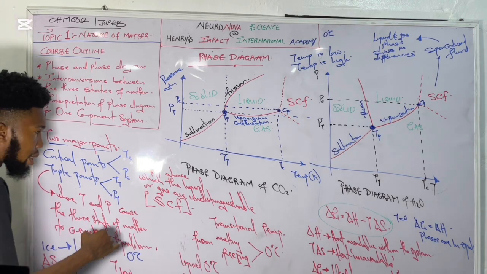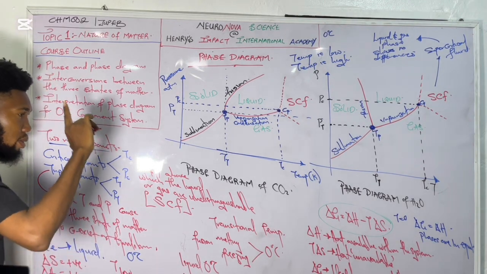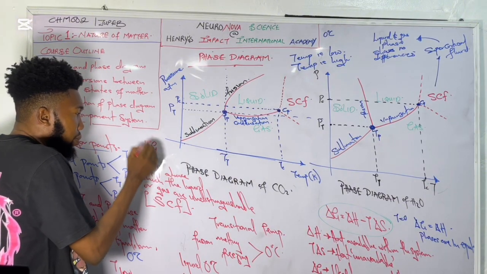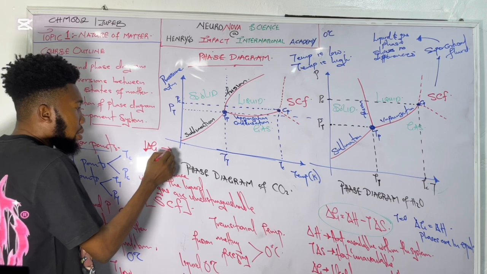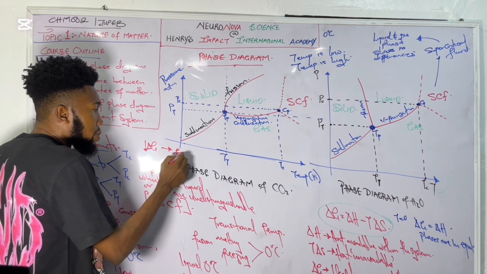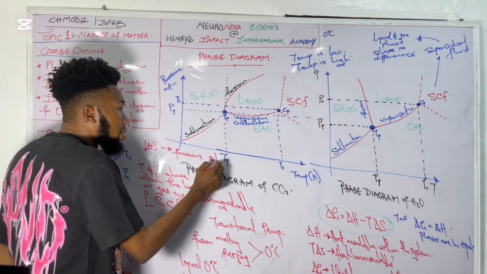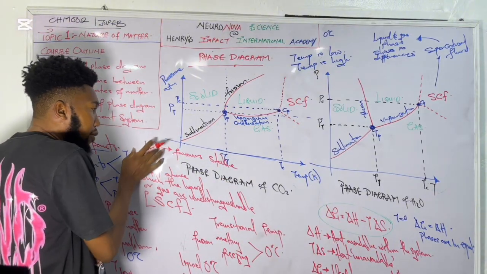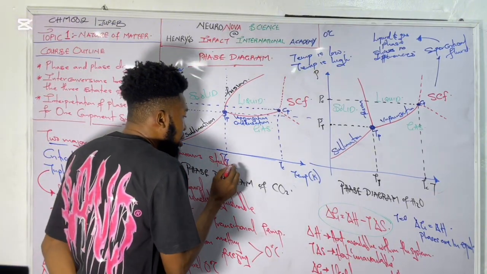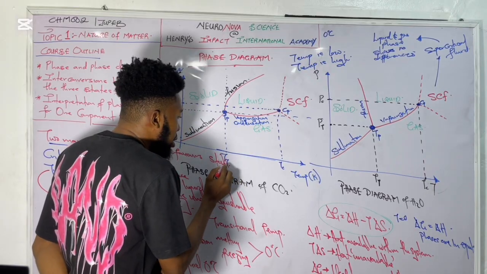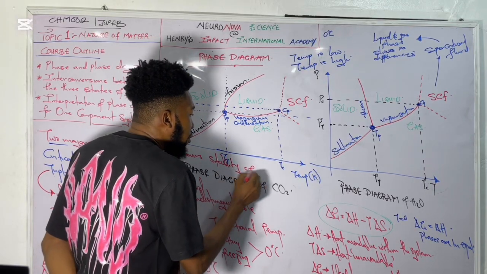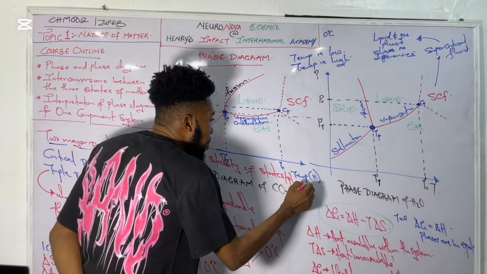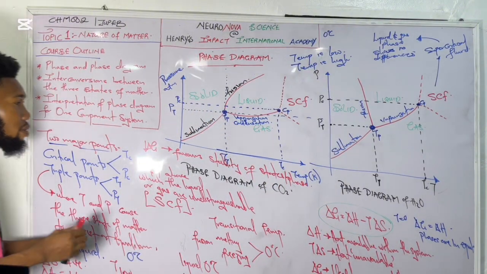Before we say that, one thing you must know as a student is that a low change in Gibbs free energy favors stability of states. This is the most important thing you should know in interconversions. A low Gibbs free energy usually will favor stability of states or phase. So phase stability is favored by low Gibbs free energy.